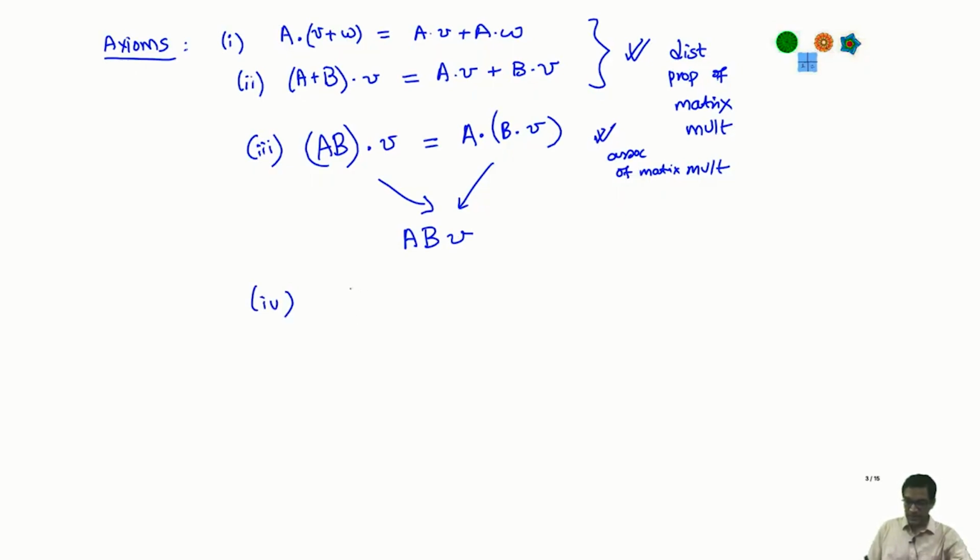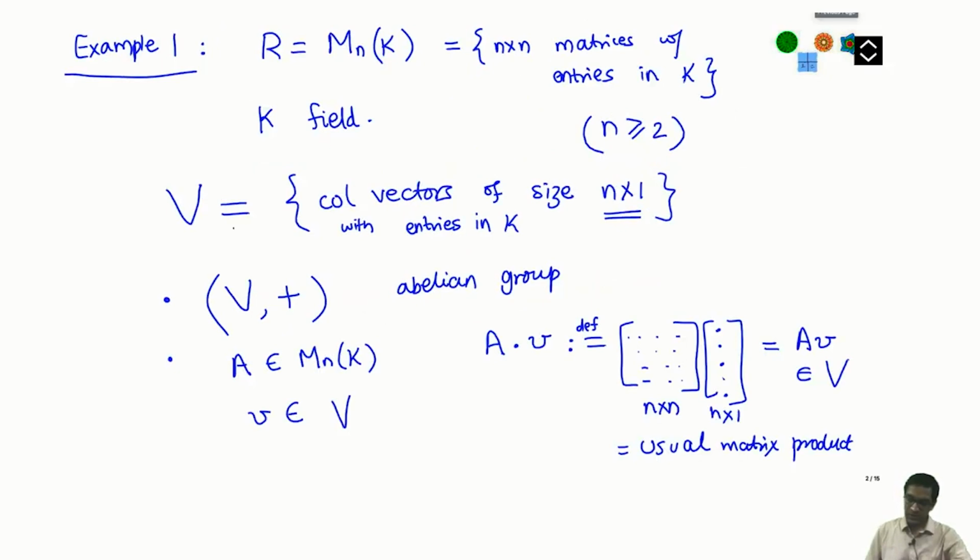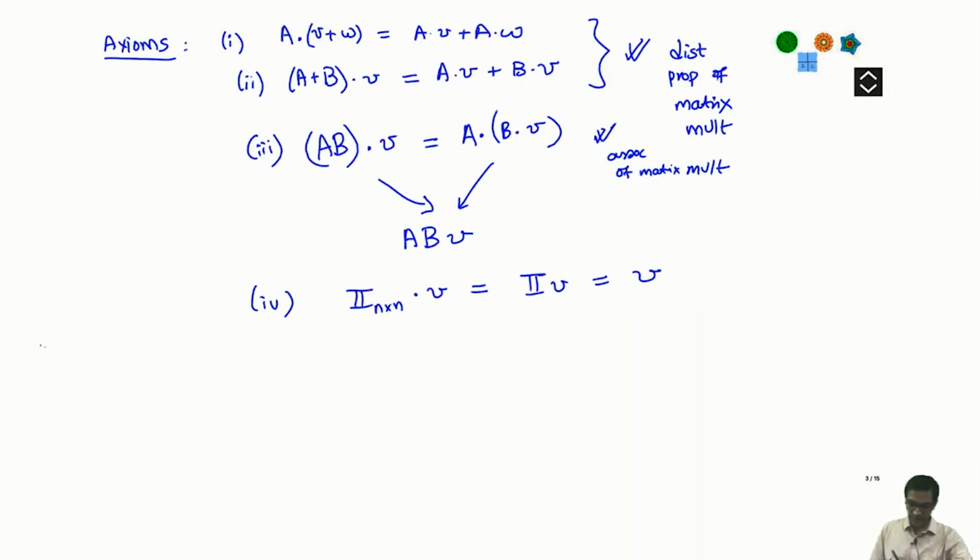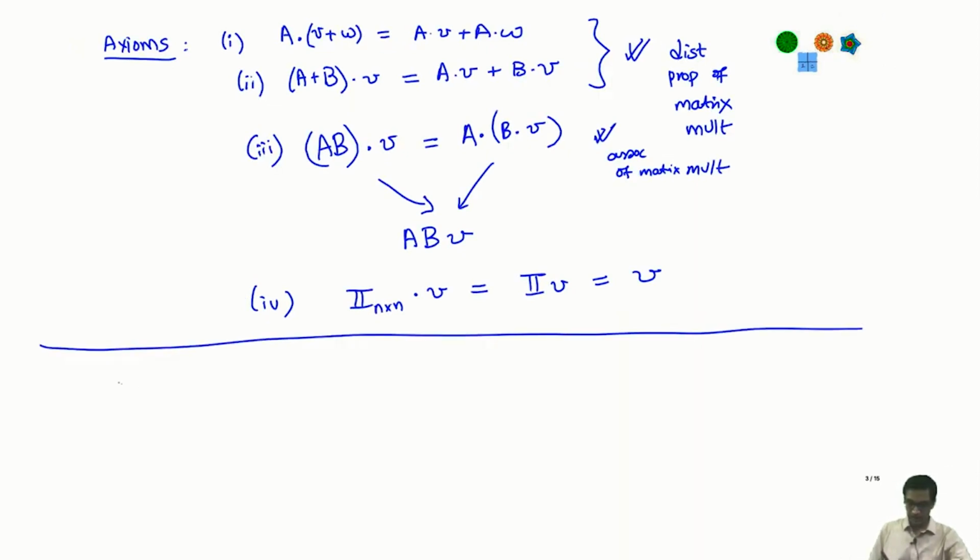So the matrix ring M_n(R) has the identity matrix I, n cross n, and the identity matrix acting on a vector V is by definition their usual matrix product. Of course, if you multiply the identity matrix with anything, you get back V. Okay, so all the axioms are satisfied. So here is an example of a left module. This space V of n cross 1 column vectors is a left module over the ring M_n(K).